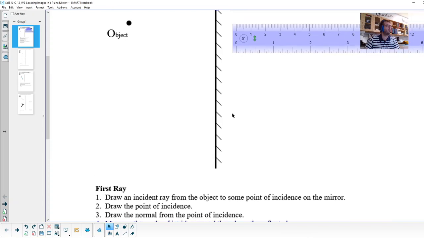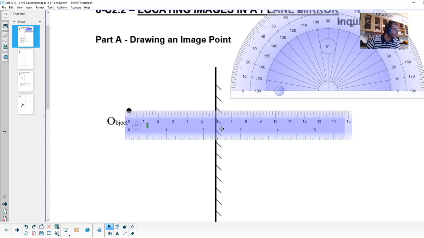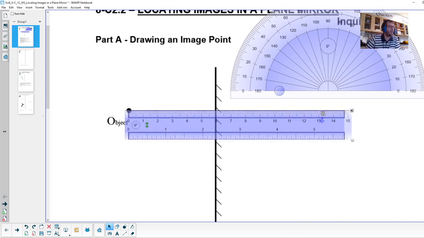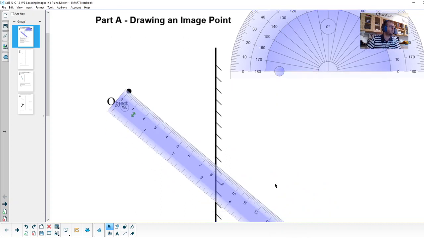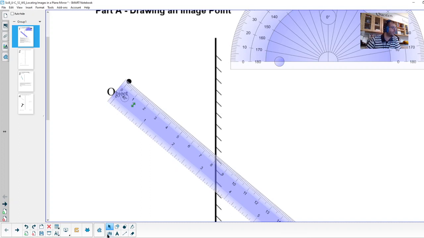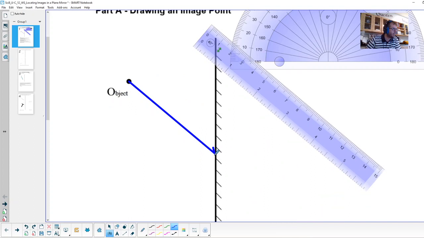Okay, so number one, we're going to draw an incident ray. So get your ruler out here. We're going to locate the 0 as close to the center of our object dot as possible, and then we're going to create an incident ray. It doesn't matter what its angle is, but I'm going to make it a nice big angle here. Let's see, we'll use blue to start. Okay, we'll draw our incident ray. I will just put an arrowhead on here to indicate that that's an incident ray.